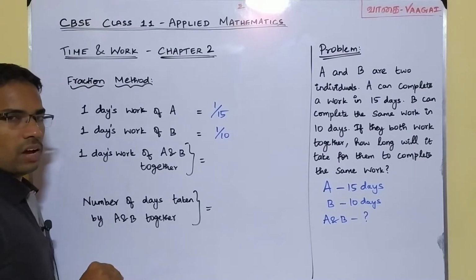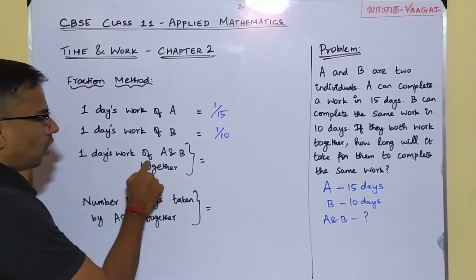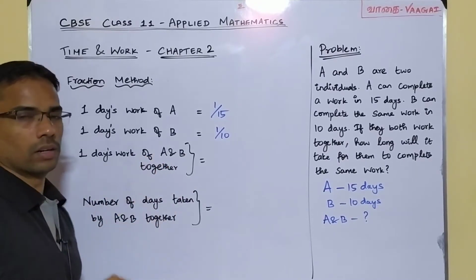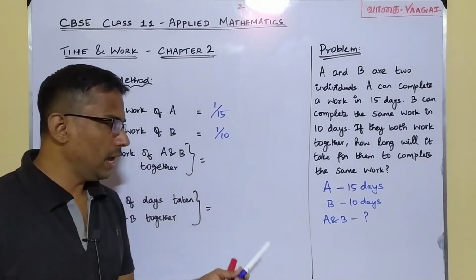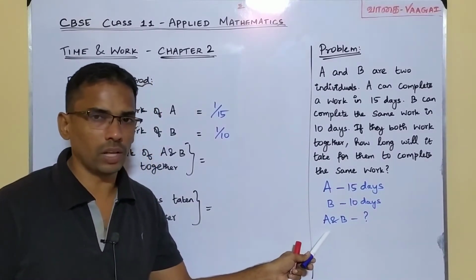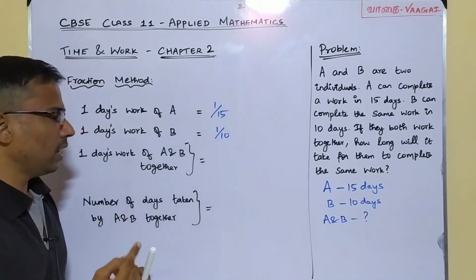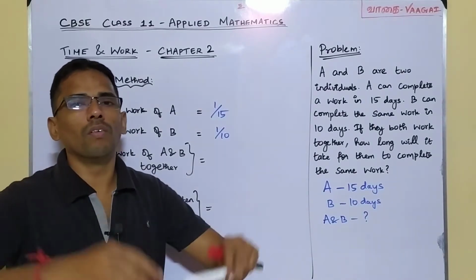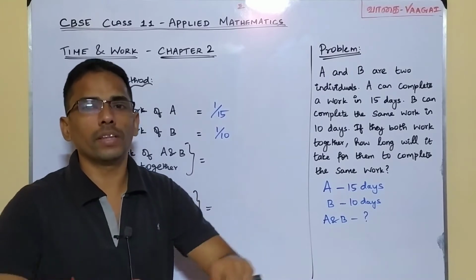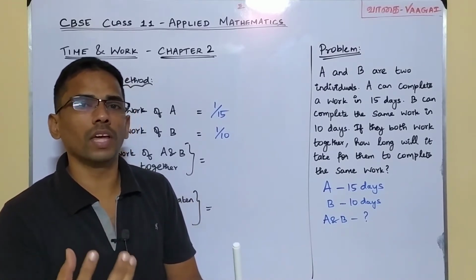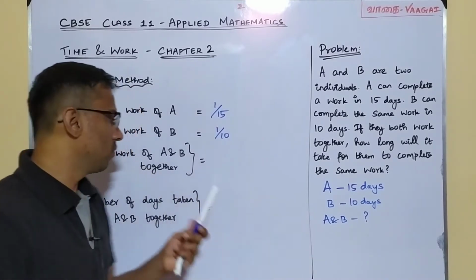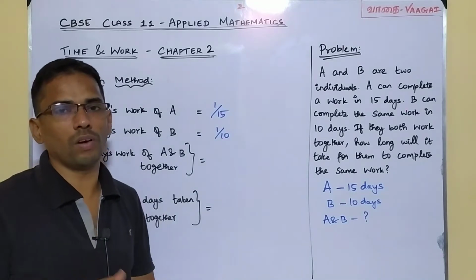What's the third thing we have here? 1 day's work of A and B working together. Now A and B, both of them are going to work together. That's what is asked in the question, right? So in 1 day, if A and B are both working together, totally how much of the work will they be completing? This is what we have as the third step.